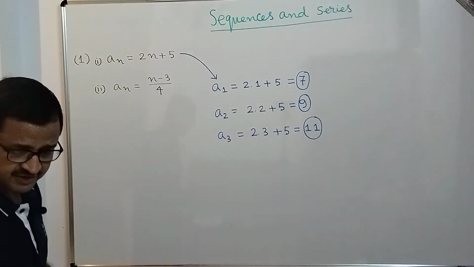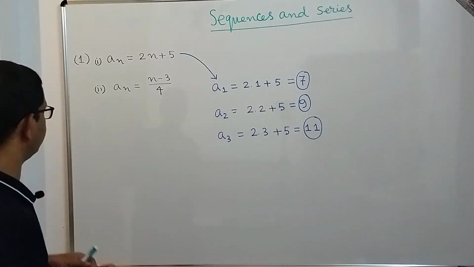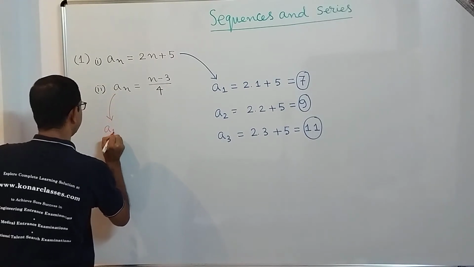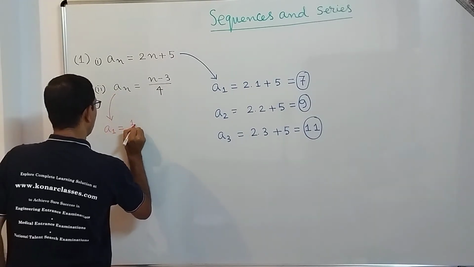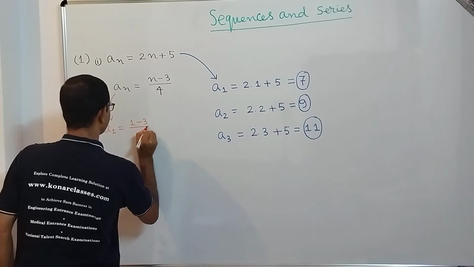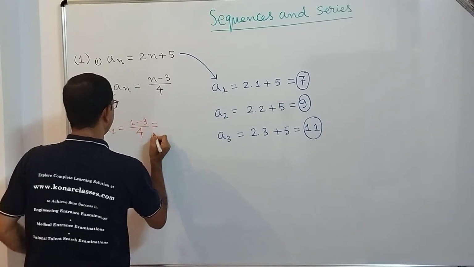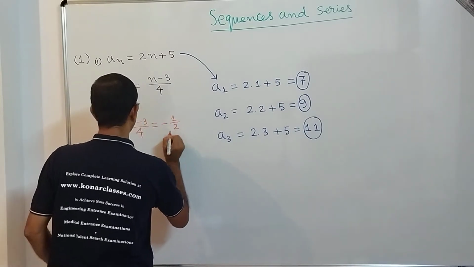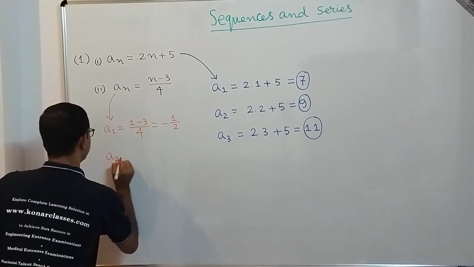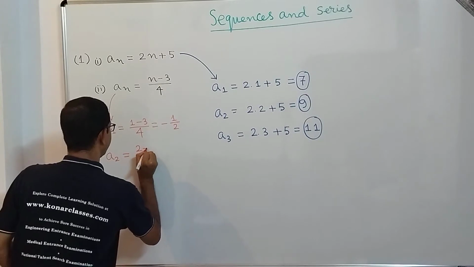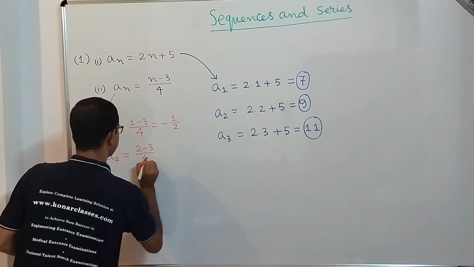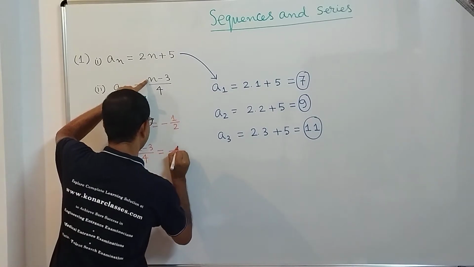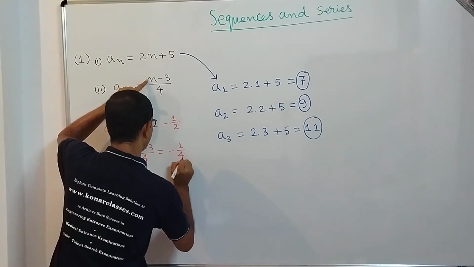So if we find that a_n equals (n minus 3) by 4, what will be a1? a1 will be (1 minus 3) by 4, that is equal to minus 2 by 4, that is equal to minus 1 by 2. What will be a2? a2 will be (2 minus 3) by 4. Instead of n we are writing 2. So that is equal to minus 1 by 4.